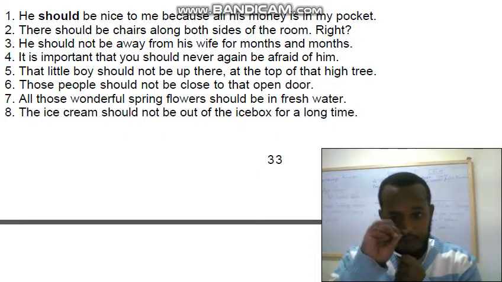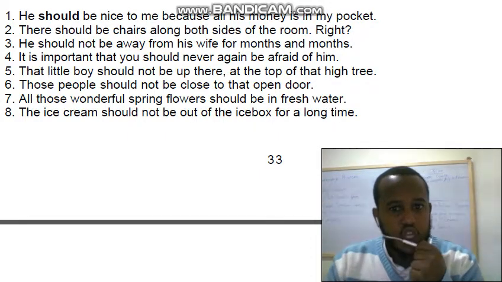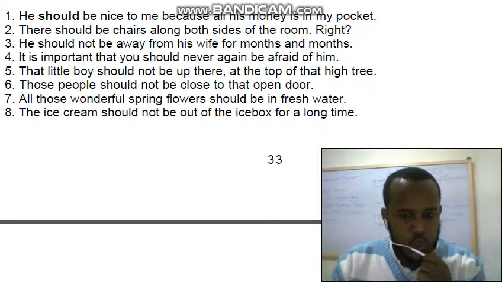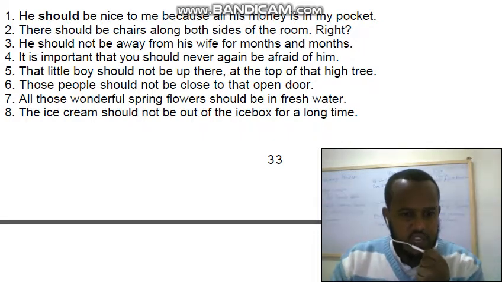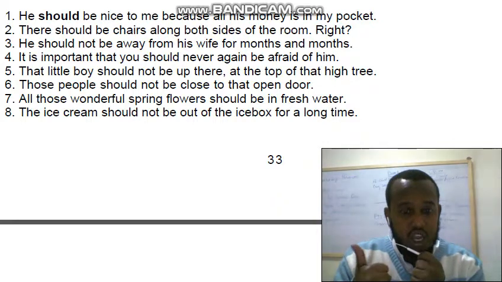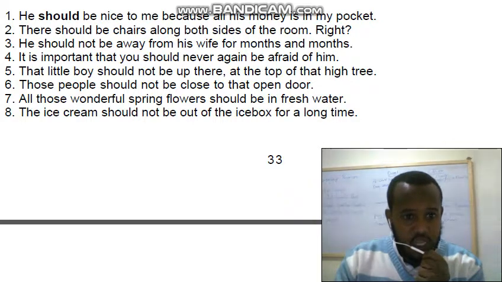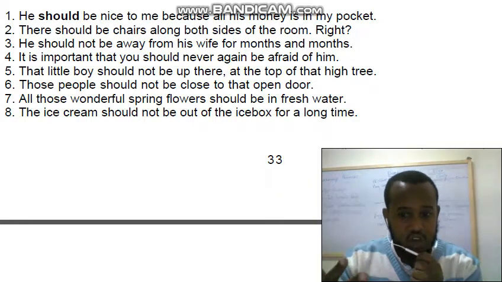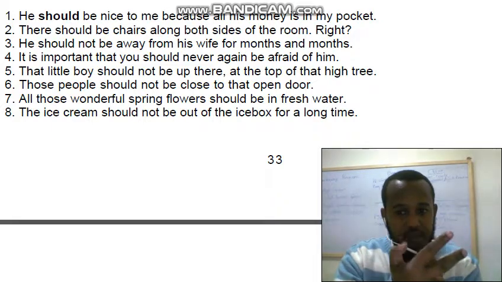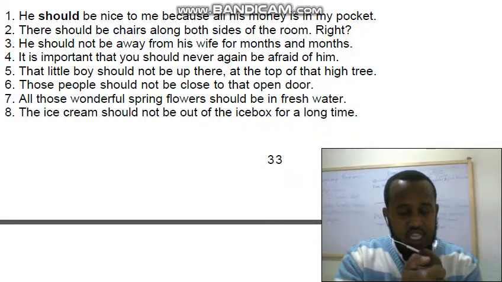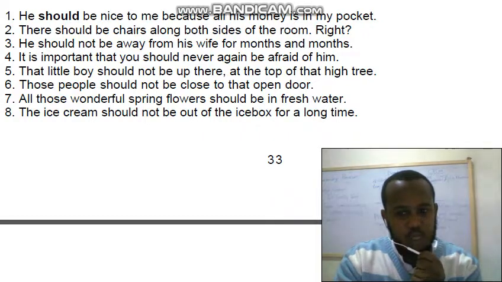So now, alhamdulillah, we've finished the word should. So we know that should is used in different situations. The first is that it's used as a requirement or as an obligation or as a duty. So that's the first three, that it's used as a requirement, an obligation, and a duty.